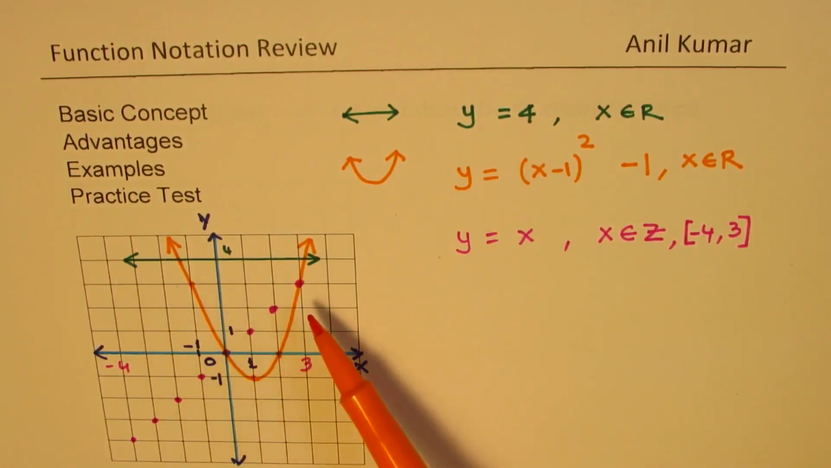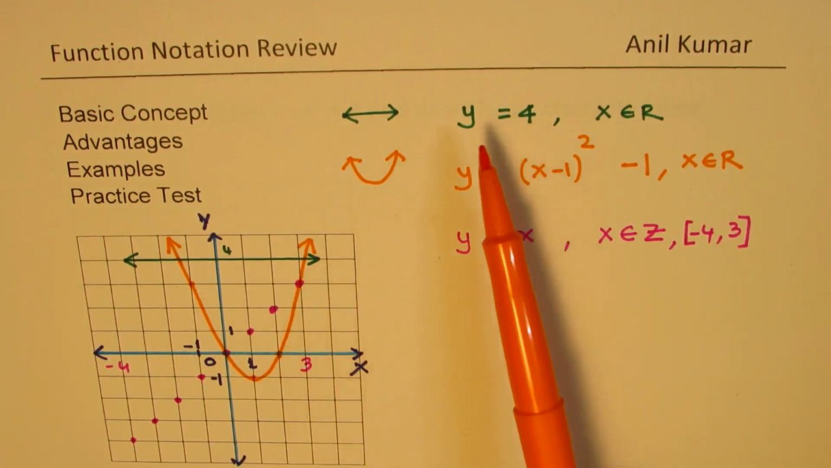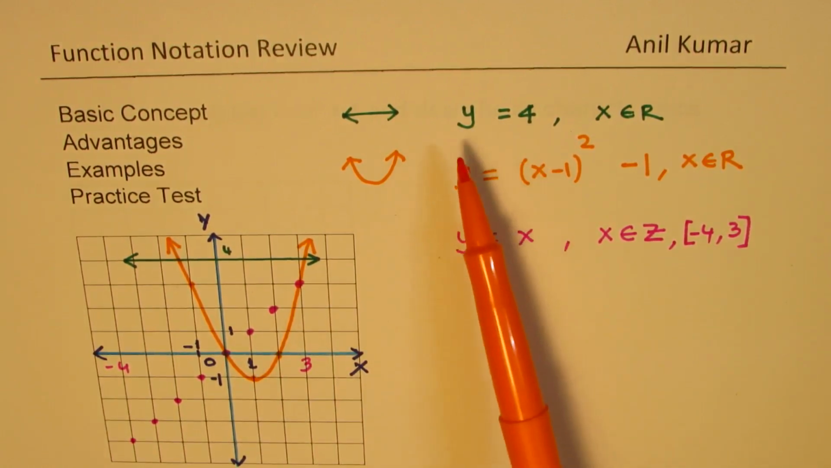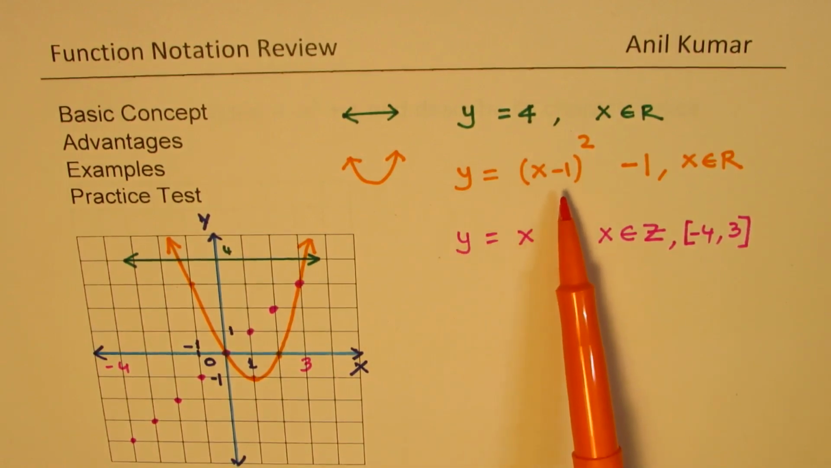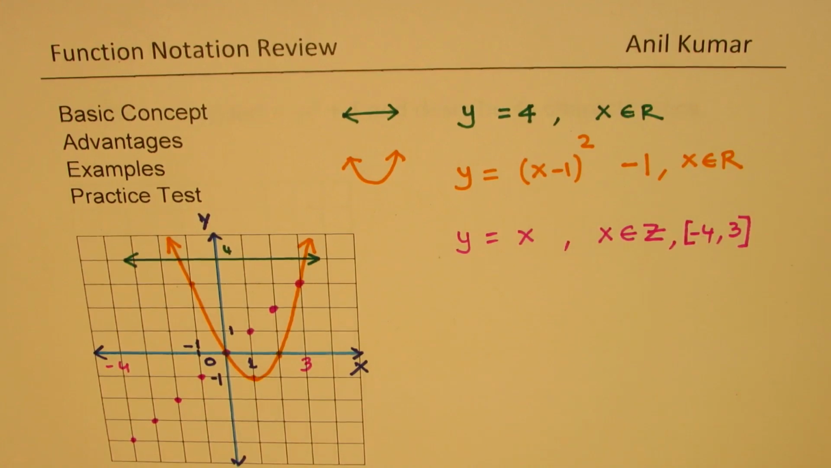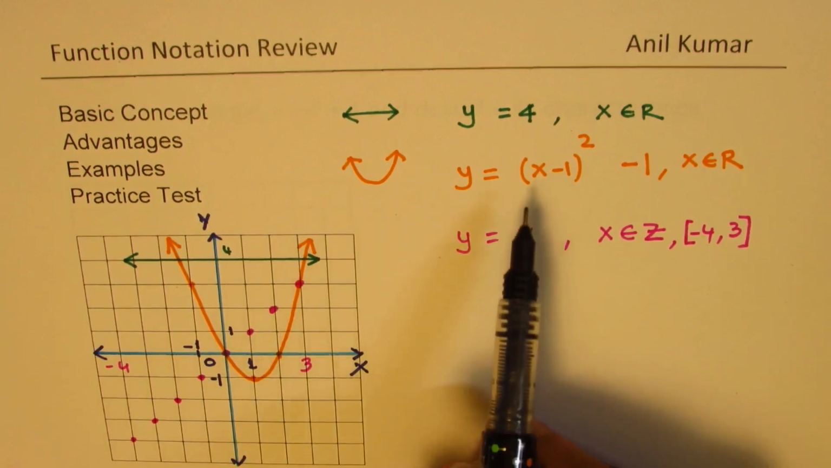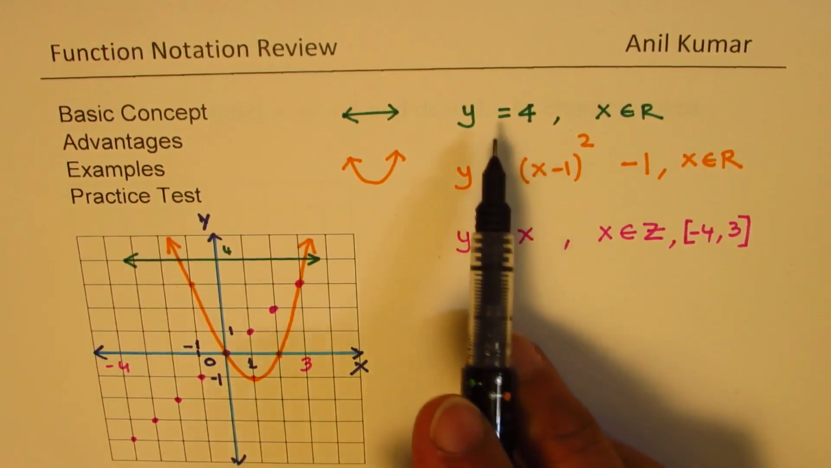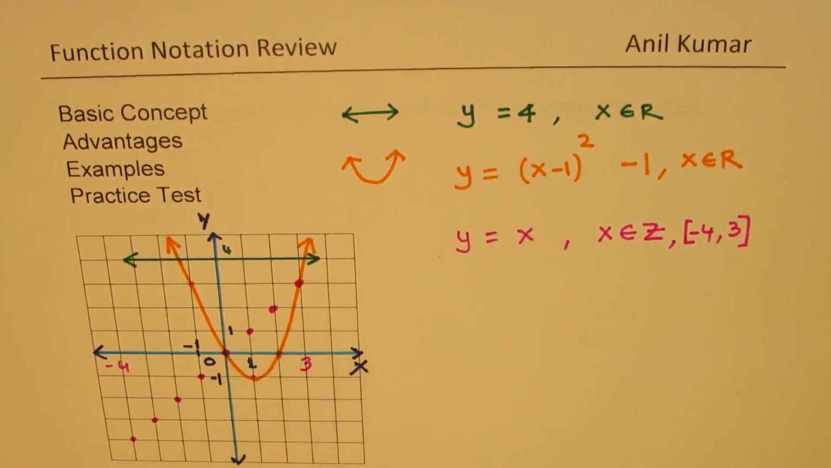Now, when you are working with more than one function on the same coordinate plane, y equals to 4, y equals to (x minus 1) whole square minus 1, y equals to x creates a confusion. Sometimes we don't understand which particular curve we are referring to when I say find the value of the function at x equals to 1. Now, we don't know which function we are talking about, right?